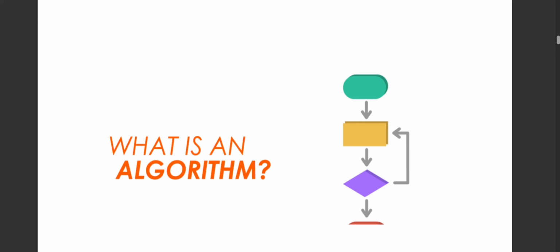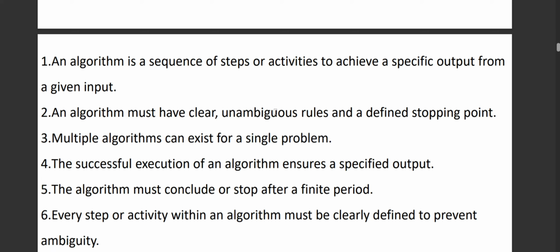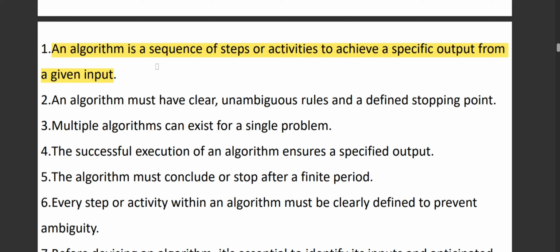An algorithm is a sequence of steps or activities used to achieve a specific output from a given input. Let me make you understand by using a simple real world example. Our task is to make a tea. What are the steps that will be included to make a tea? The first step will be take a bowl, pour some milk, tea powder, switch on the stove, add sugar, let it boil for some time, then switch off the stove, strain the tea and just serve it hot. So these are some of the steps.